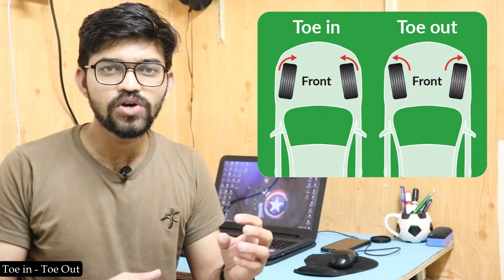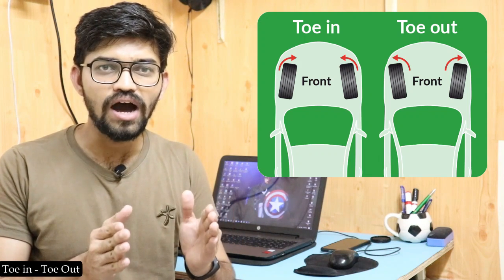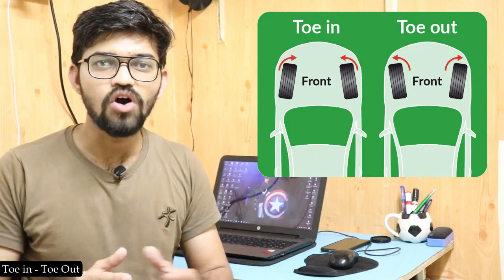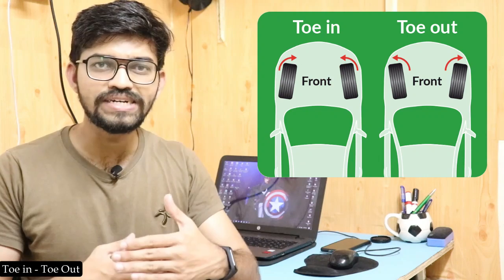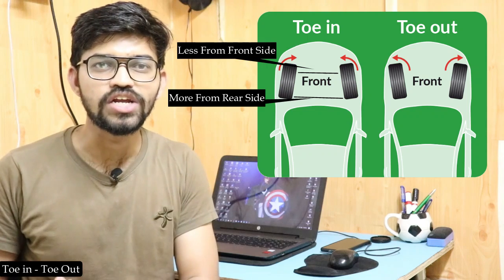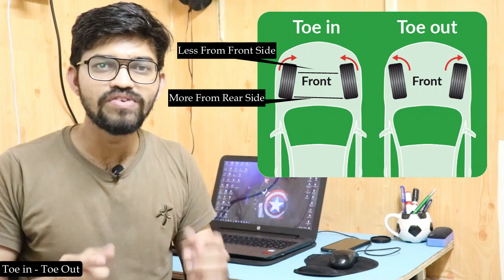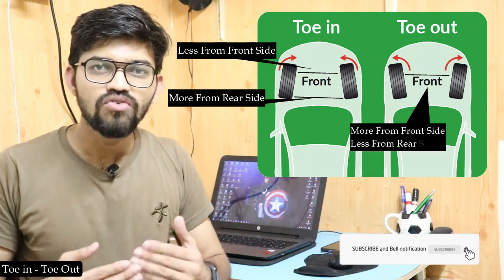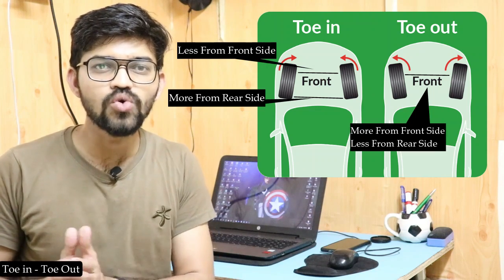In this case scenario, these two front wheels are shifted in such a way that if the distance between the two wheels of that particular axle is less at the front side and more at the rear side, then that condition is called the toe in condition. And the same over here, if the distance between these two wheels is more at the front side and less at the back side, as you can see in this image, then this condition is called the toe out condition.